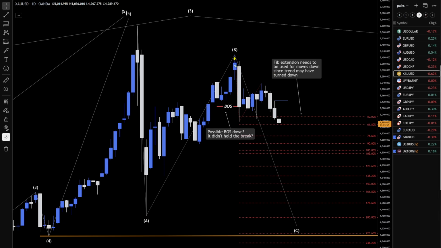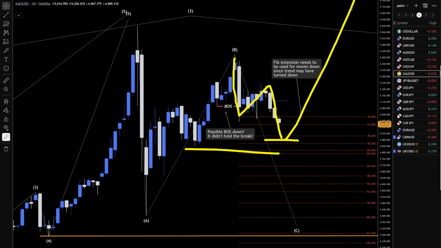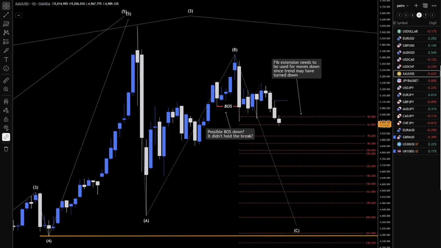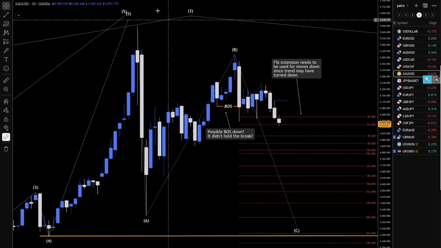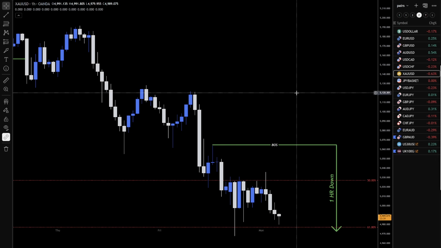But I do see the possibility of this just being an ABC pullback and it just makes a higher low and goes up from here. Because I do have an alternative that this is actually a wave 5 of wave 3 on the weekly time frame. Either way, whether this moved out as a 3 or a C, it's not complete yet, and I'm definitely still primarily looking for shorts.